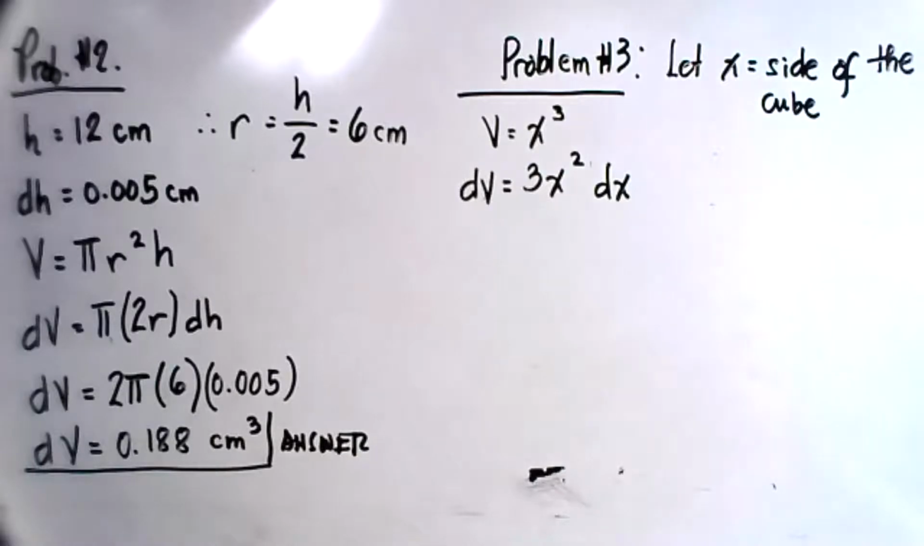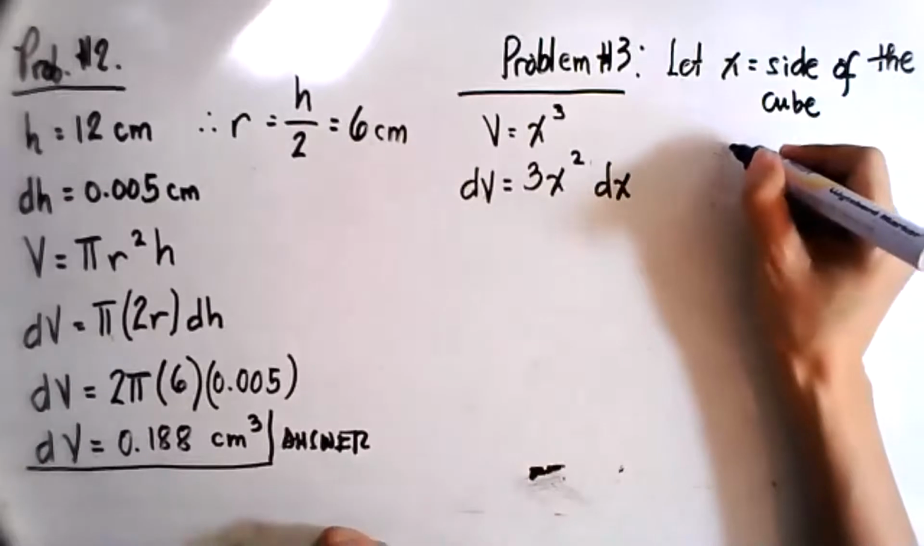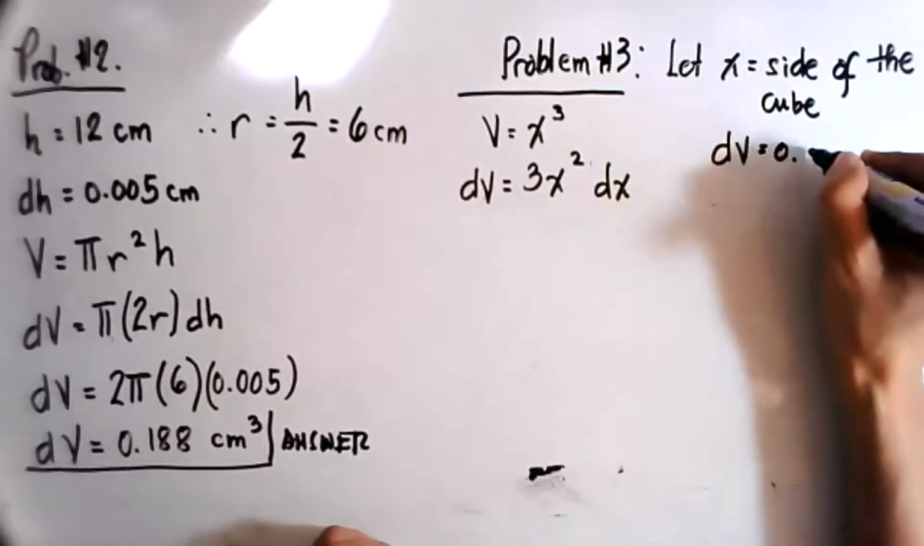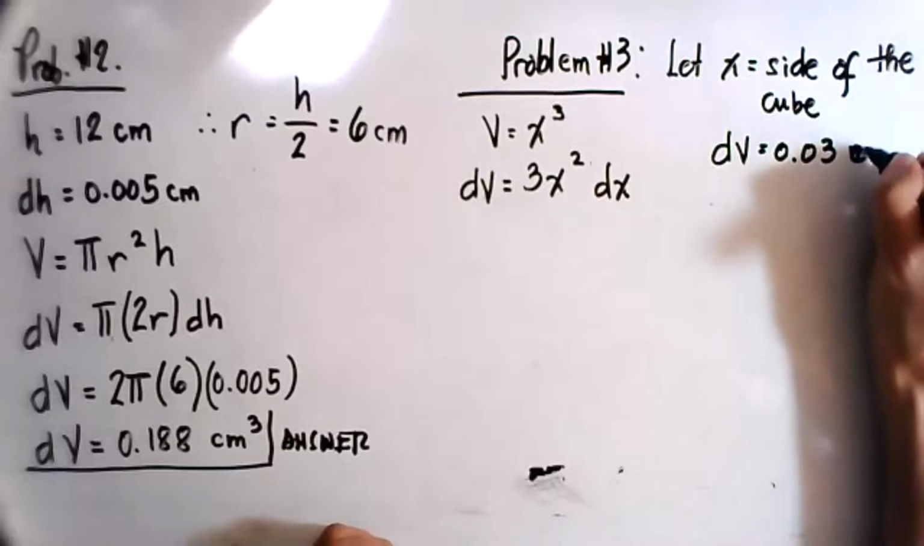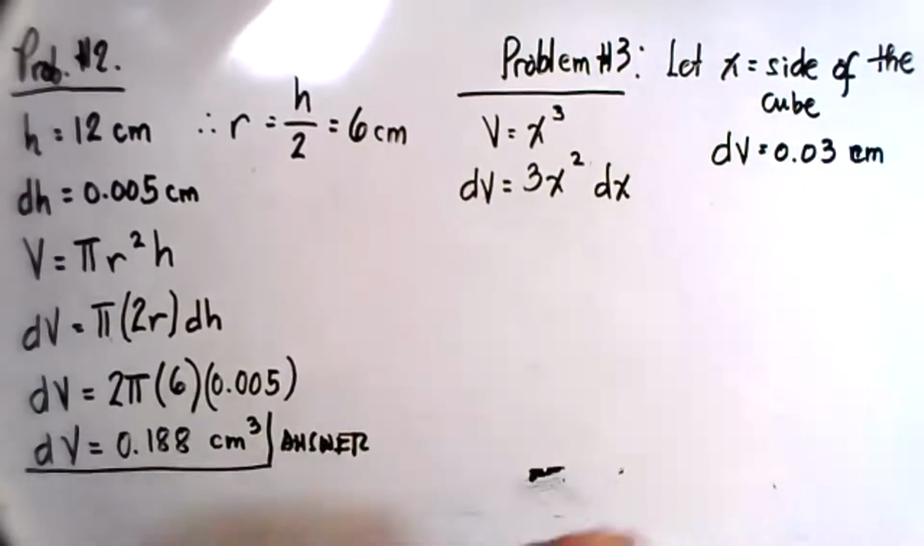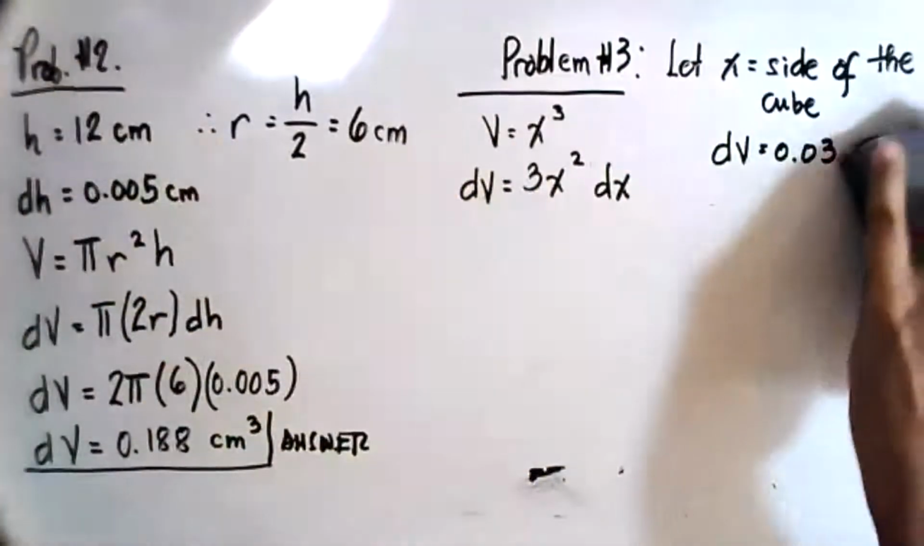Okay, now, remember that according to the problem, the error in the computed volume is not to exceed 0.03 cubic meter. So, alin dito yan? Is that dV, is that dx? Yung 0.03, yung dV po. So that means dV is equal to 0.03 cubic meter.